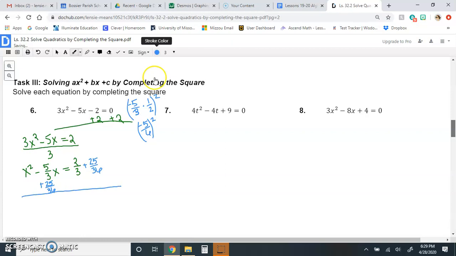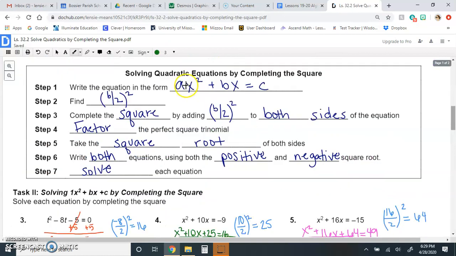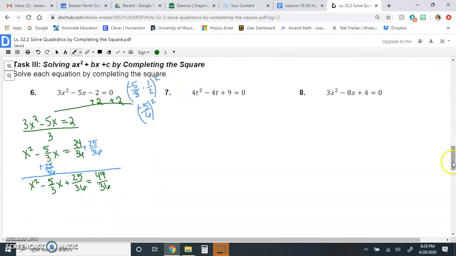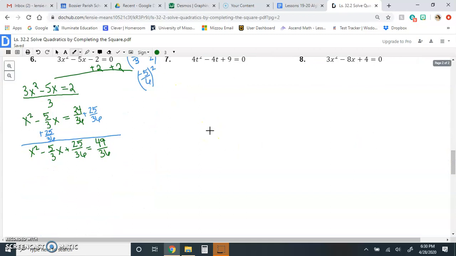Of course, I need common denominators to add my fractions. So to get this 3 to a 36 denominator, I'm going to multiply by 12, which would give me 24/36 when I add. So I'm left with x squared minus 5/3 x plus the 25/36 equals, and when I add this, you get 49/36. Those are both perfect squares. So this is going to look somewhat simple when we're finished with it. It's not going to be too messy, which is good news.